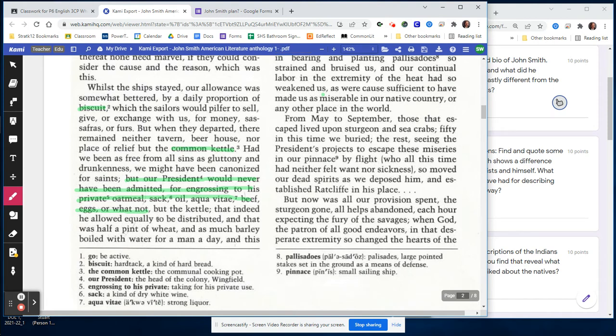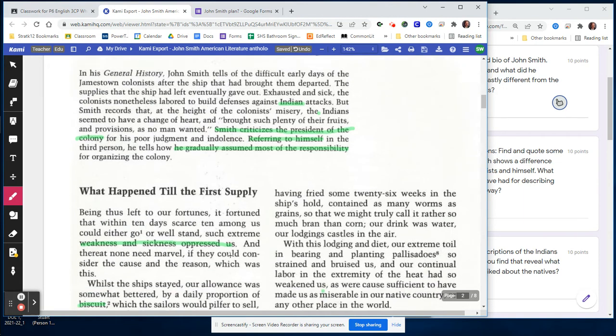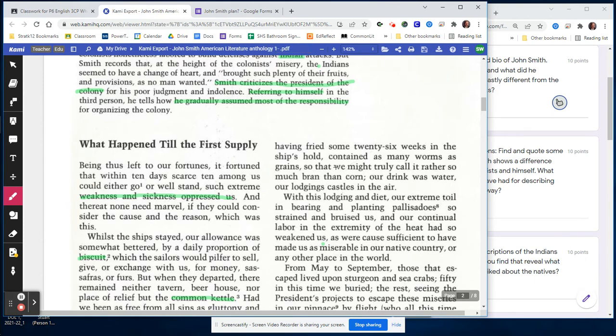But the kettle, that indeed he allowed equally to be distributed, and that was half a pint of wheat and as much barley boiled with water for a man and a day. And this, having fried some 26 weeks in the ship's hold, contained as many worms as grains, so that we might truly call it rather so much bran than corn. Our drink was water, our lodgings, castles in the air.